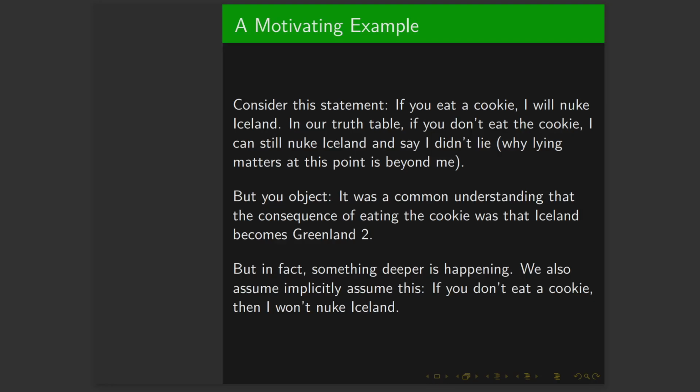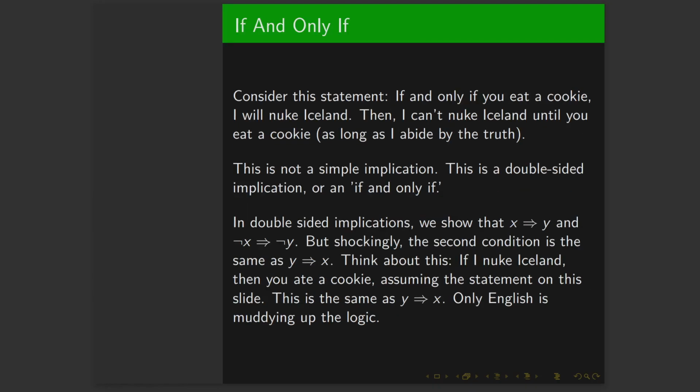And something deeper is happening. We're implicitly assuming that if you don't eat the cookie, then I won't nuke Iceland. There's a second implication that's actually happening behind the scenes. And that's really annoying because this is a quirk of the English language. This is why we need an if and only if, or a double-sided implication. If and only if you eat a cookie, only then will I nuke Iceland. Then I can't nuke Iceland until you eat a cookie, as long as I abide by the truth.